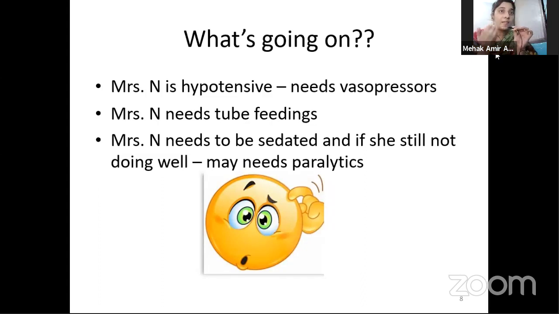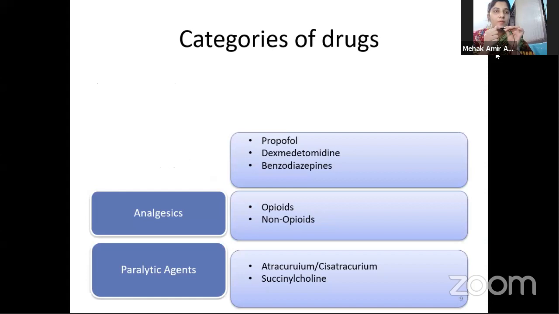So Mrs. N is hypotensive and she needs vasopressors. Mrs. N needs tube feeding as well. She needs sedation, and if she's still not doing well, she may need paralytics. So we'll discuss sedation and paralytics in later slides. Next slide, please. So yeah, here are the categories.